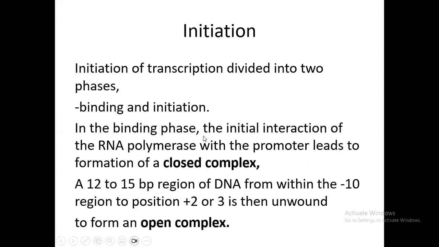During the binding phase, there is initial interaction of RNA polymerase with the promoter region that leads to formation of a closed complex. Then a 12 to 15 base pair region of DNA from within the -10 position to +2 or 3 position is unwound, leading to formation of an open complex. We'll look at this in more details with the help of a diagram.